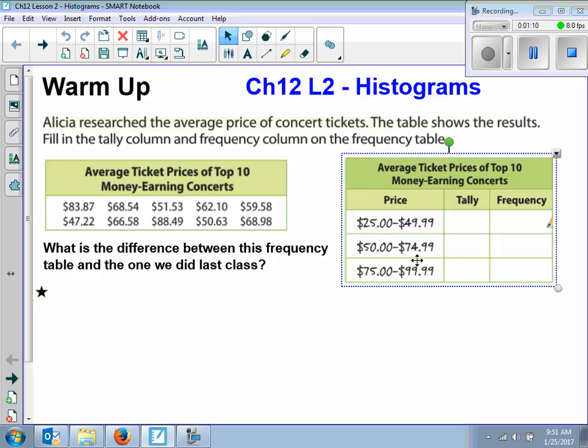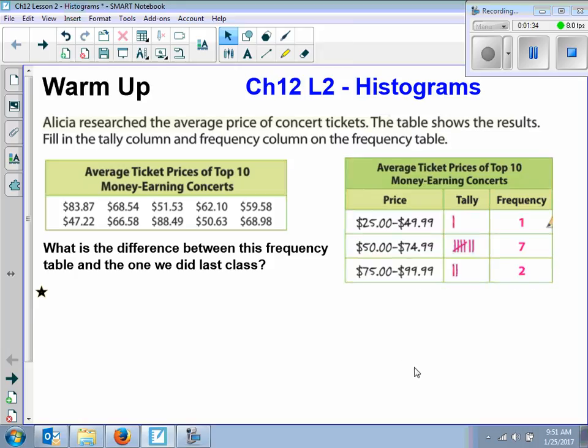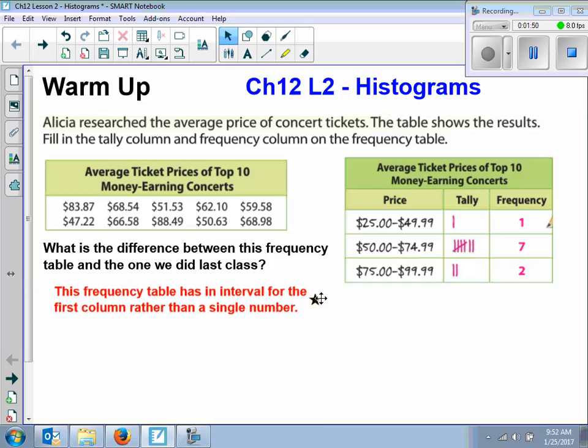So when we do our frequency charts with intervals, we have to make sure that our intervals don't overlap, okay? So this $83.87 would go in which interval? First, second, or third? Third. Right, in the $75 to $99.99. Is everybody clear? And this is what your frequency chart would look like. Now, what is the difference between this frequency table and the one we did last class? The difference is that this frequency table has intervals for the first column rather than a single number.